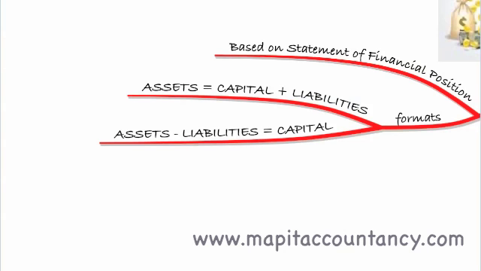The assets of the business are equal to the capital of the business plus the liabilities. And the capital of the business, remember, is any capital that's been introduced plus any profit that's been made, less any drawings of profit. So make sure that you know and understand that statement of financial position accounting equation, because it can come up quite often.